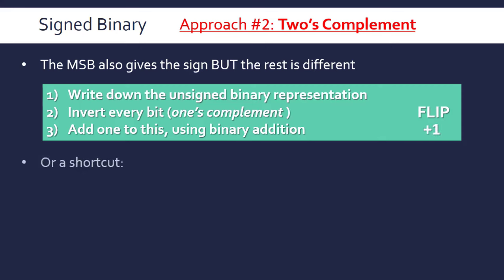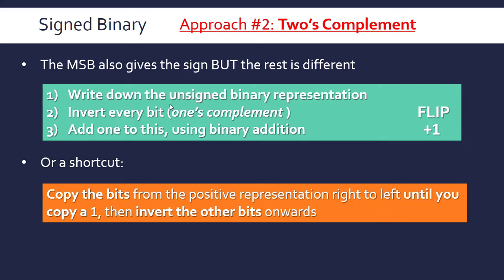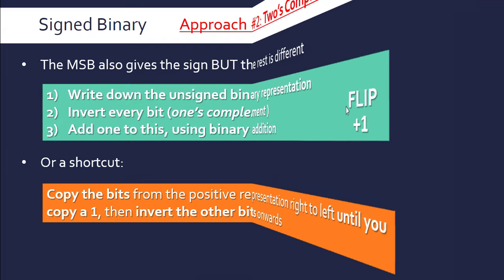There are 2 other methods I can think of, but I find this one easier. But if you want a shortcut, what you can do is you can copy the bits from the positive representation right to left until you copy a 1. So when you get to a 1 you write it down, and then you flip the other bits, and this has the same effect. But I think this is probably easy to remember. You flip them and then add 1. Okay, let's do a couple of examples. First of all, let's do -35 into sign and magnitude.